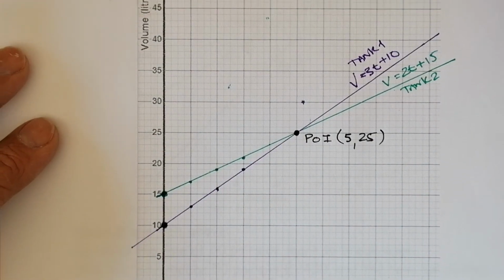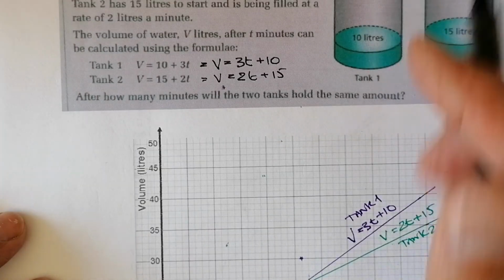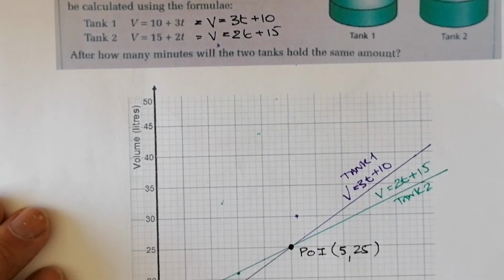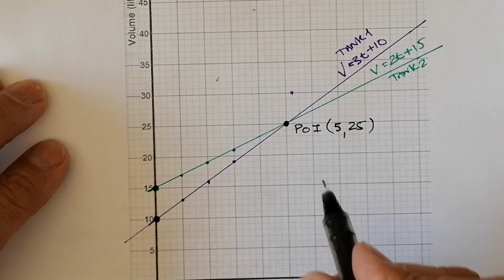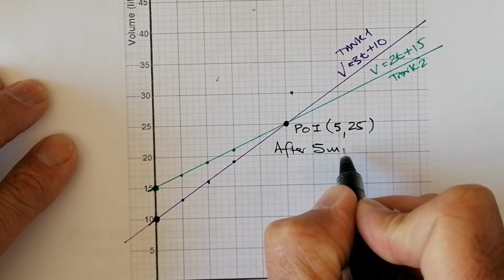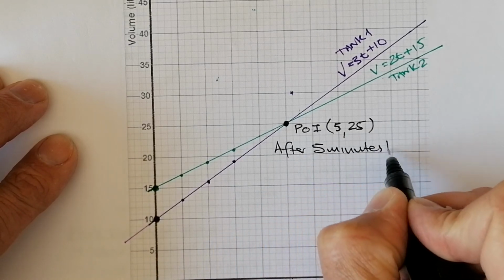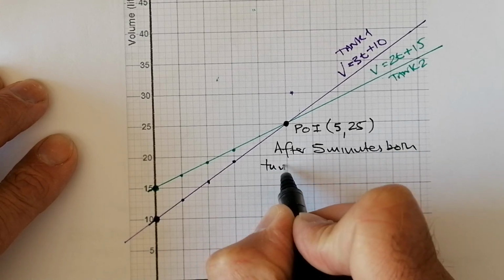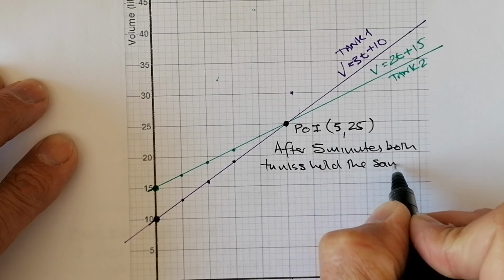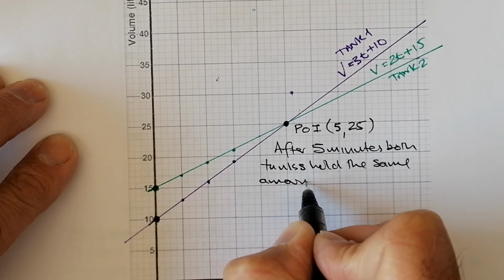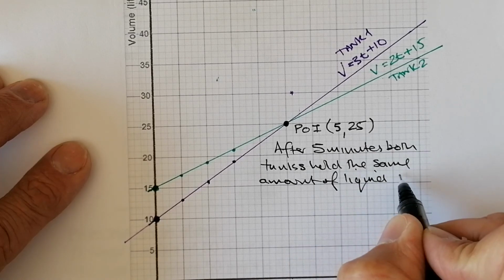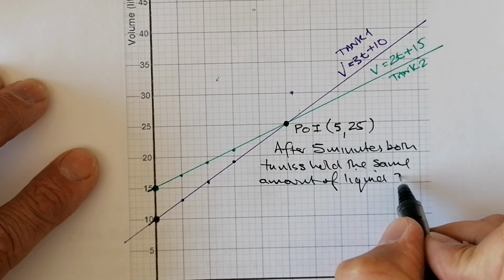The question that I was asked though, if I go back to my question, was after how many minutes will the two tanks hold the same amount? So what it will be is after 5 minutes, both tanks hold the same amount of liquid. And the liquid that they're going to hold is 25 litres.